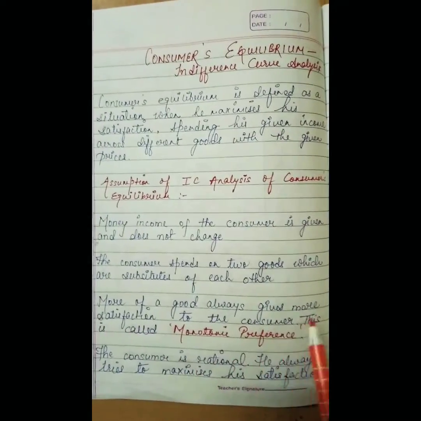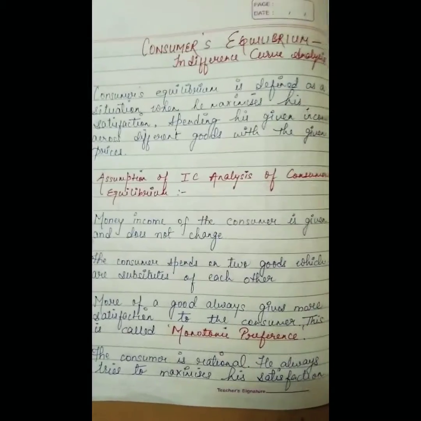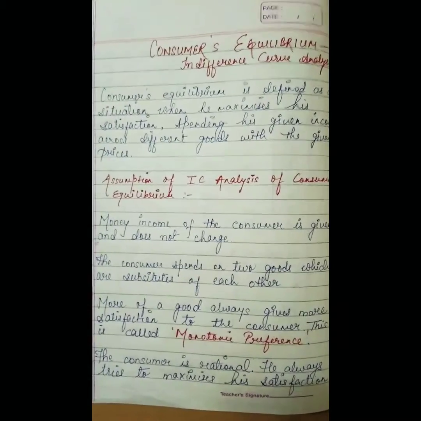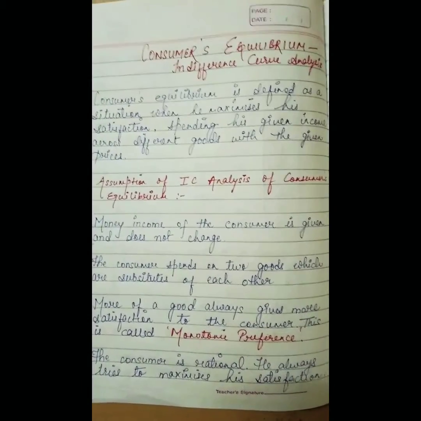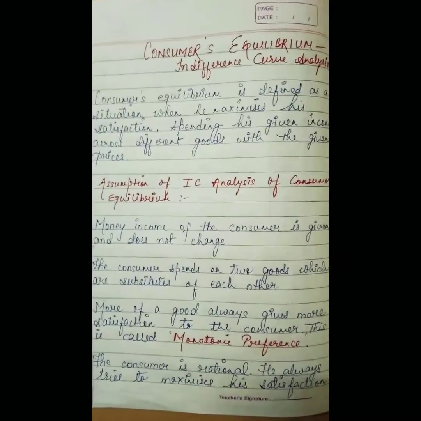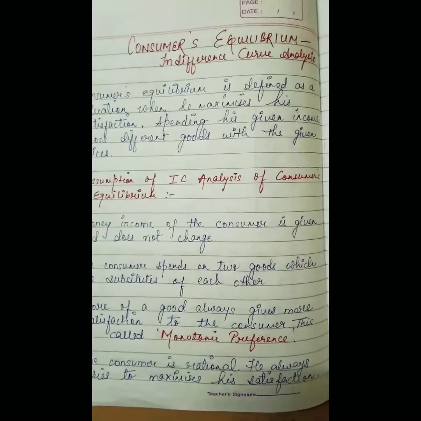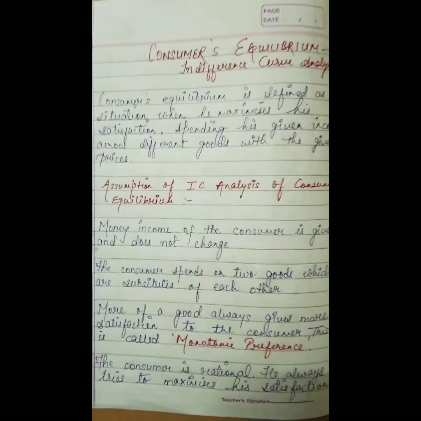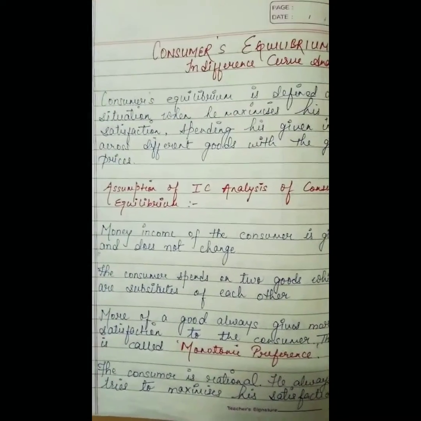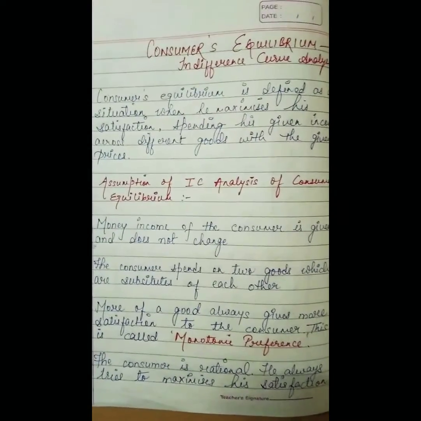More of a good always gives more satisfaction to the consumer, which is called monotonic preference. The third assumption is monotonic preference, which states that more of goods always give more satisfaction to the consumer. The consumer is rational. That means here the consumer is understandable, he puts his brain, he always tries to maximize his satisfaction. कहने का सेंस ये है कंज्यूमर काफ़ी समझदार है. Consumer is rational. Hope this is clear to you all.